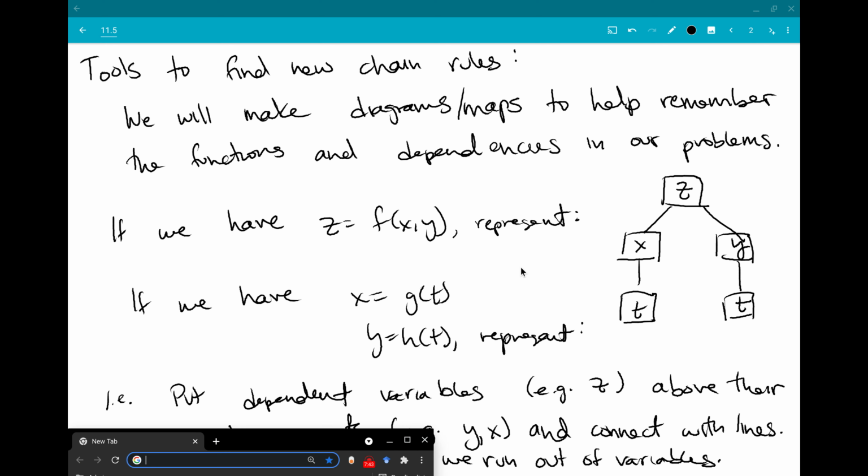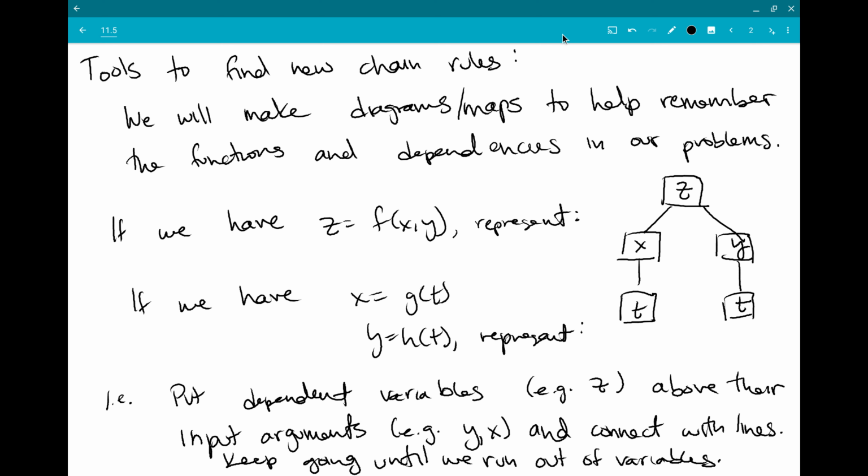I'm going to go ahead and stop here. In the next video, I'll actually write out numbered steps so that you know how to find the chain rule at the end of building this diagram. But I don't want this video to go too long.